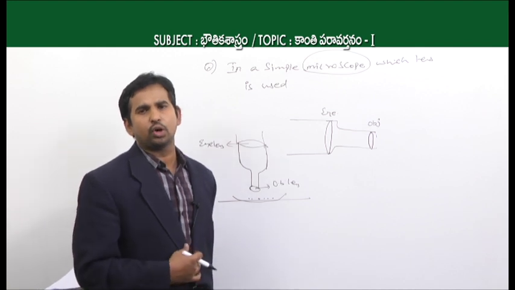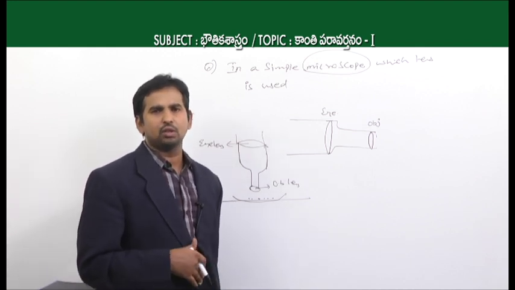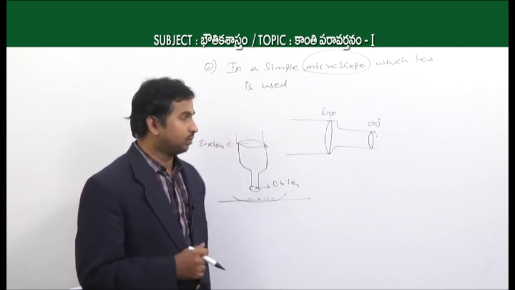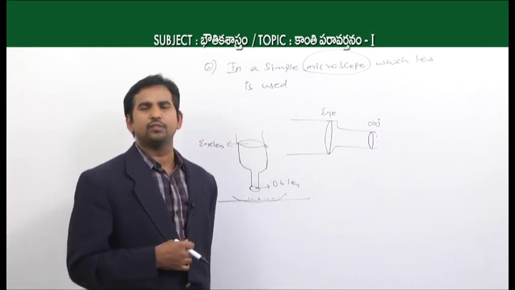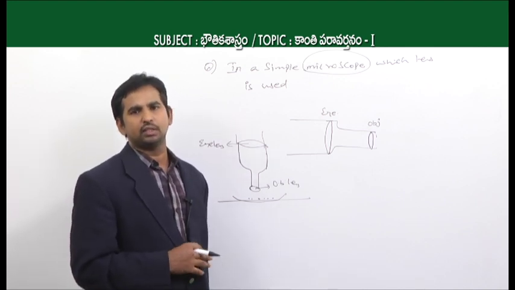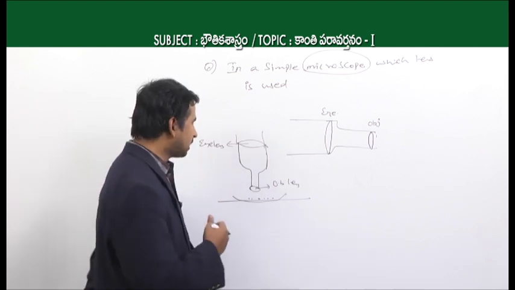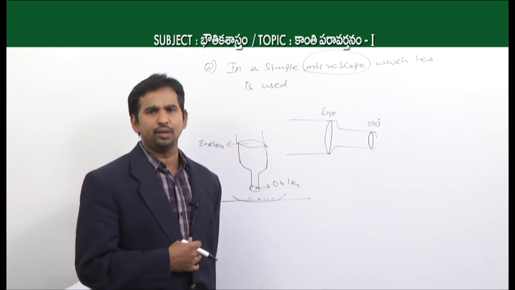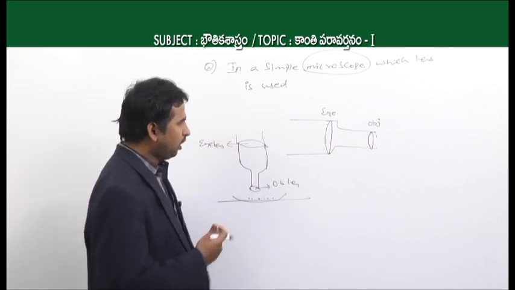If you are using a concave lens here, a concave lens always forms a virtual, erect and diminished image only. But in this case we need a magnified image. Magnified or enlarged images are formed only by the convex lens. That is why, if you want to use it in a microscope, we have to use a convex lens, that is, two convex lenses.